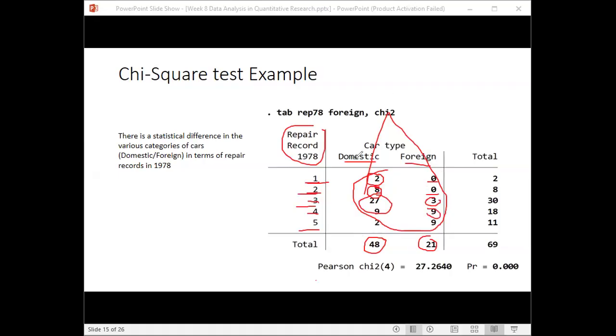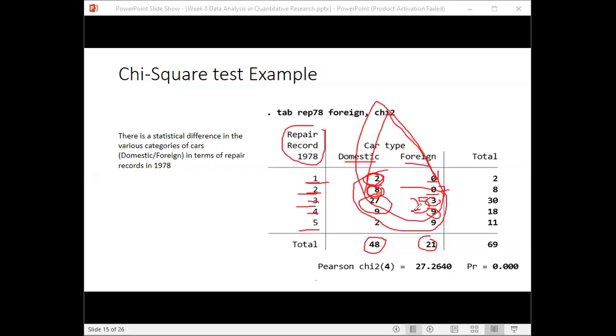Now, all we want to bring out here is whether we have a fair distribution of the frequencies. If it's fair, then if 2 domestic cars came 1 time to repair, I should see maybe 1 car from the foreign as well. If 8 cars came 2 times for the domestic, I should see maybe 7 foreign cars as well. Look at the 27 cars reporting 3 times. I should probably have seen maybe 25 for the foreign cars as well. Then we would be talking about a fair distribution in the frequency that I'm gathering.